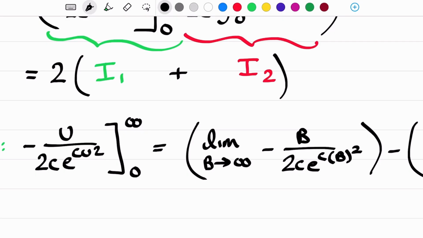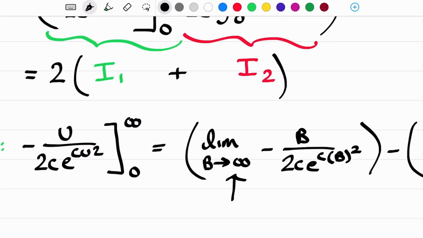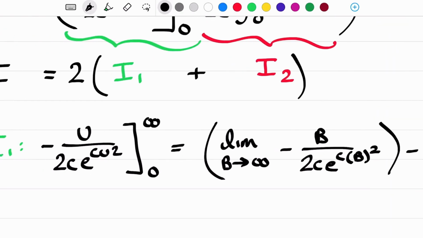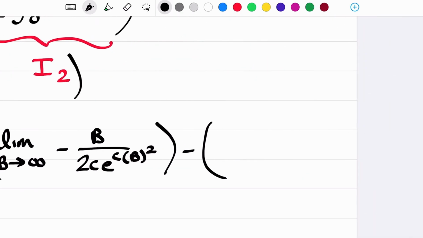We have some bound b that's going to infinity that we've plugged in. It isn't quite infinity, because infinity is not a number that's really defined. It is more of a concept, and it's approaching infinity. And then we're going to subtract off this evaluated at the bottom bound, which is negative 0 over 2c e to the 0 squared.